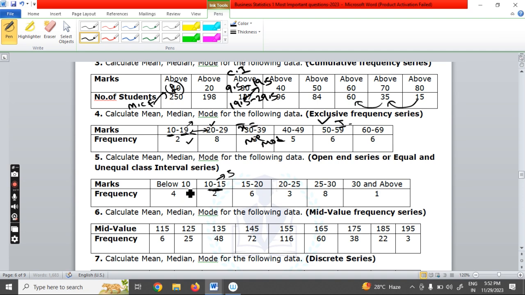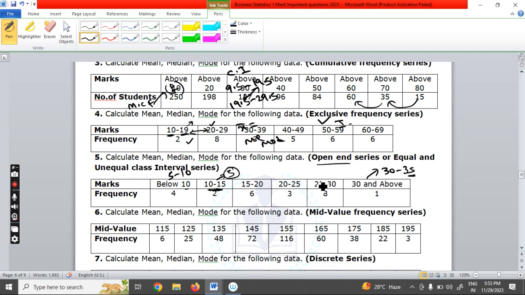5. So below 10 means what? You can take 0 to 10, or just take the gap. What is the gap given? 5. So you can take 5 to 10, write it here, and here also write 30 to 35. How am I taking 5? Because all the values have a gap of 5, so you can take 30 to 35 for the last class interval. This is called an open-end class interval.